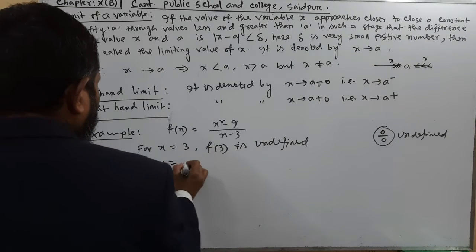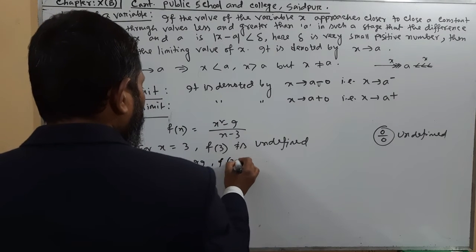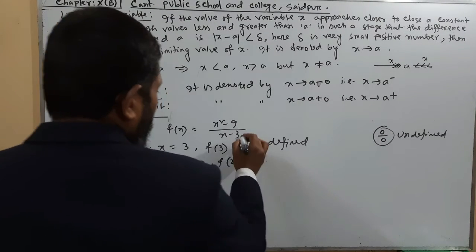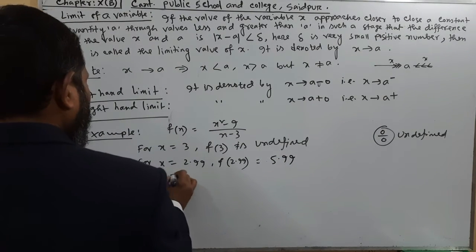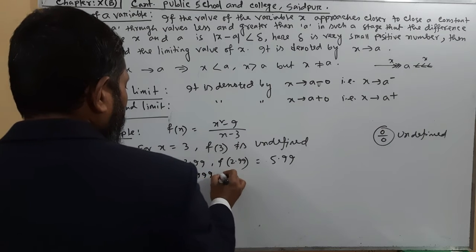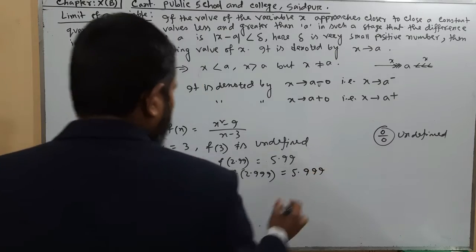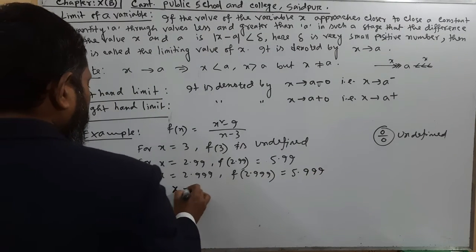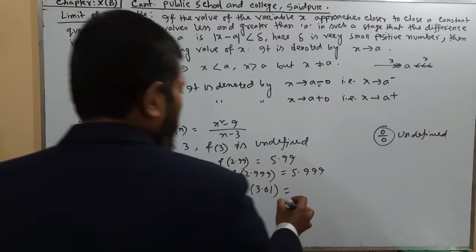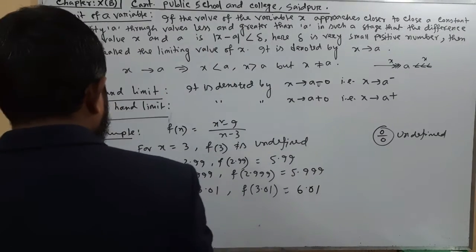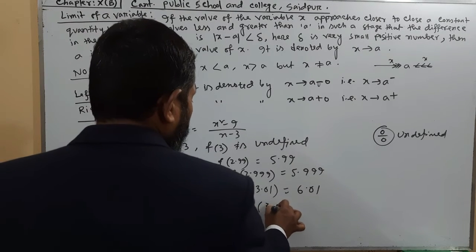For x equal to 2.99, what happens? If we put it in f of 2.99, we get 5.99. For x equal to 3.01, f of 3.01 gives 6.01. For x equal to 3.001, we get 6.001.